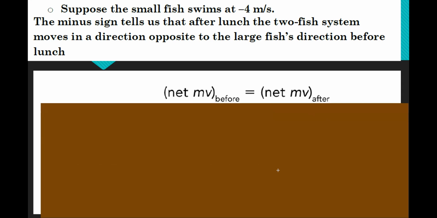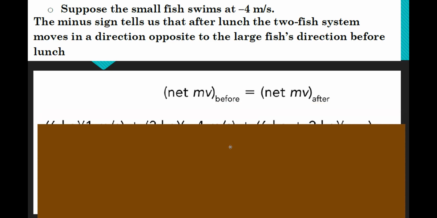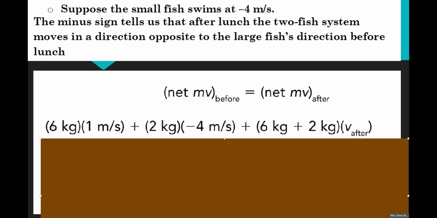So here, what did we have? We say that the net momentum before is the net momentum after. Now suppose that the small fish is not swimming at -2, it's swimming now at -4, and it's swimming very fast. What is the velocity after? What did we say? We say 6 times 1, this is for the big fish, its mass is 6, times 1 plus the small fish, its mass is 2, but now times -4.